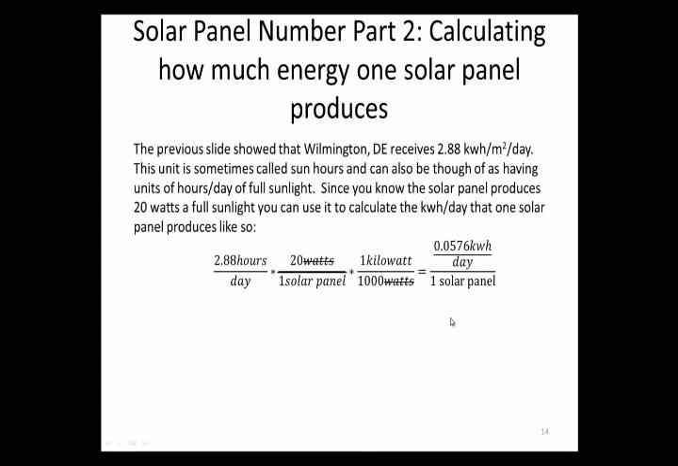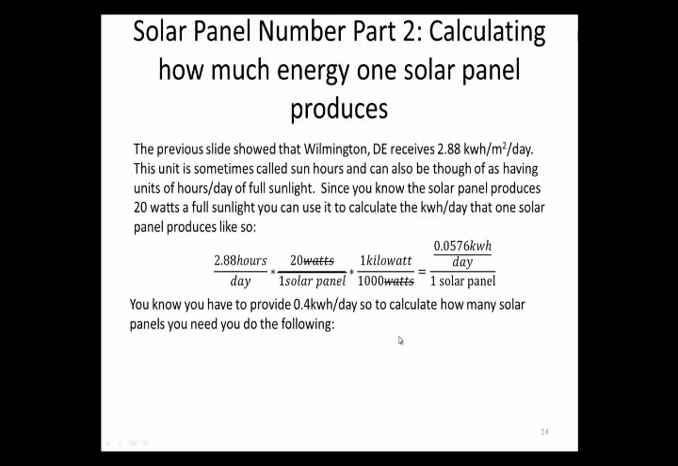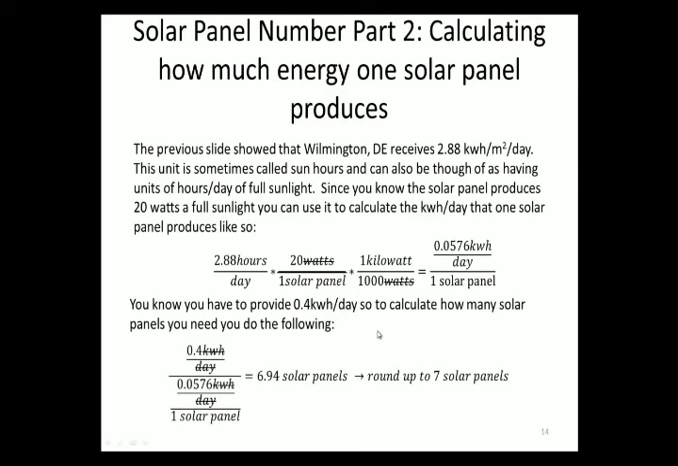So then we need to figure out how many solar panels we need to produce what we need. So we know we have to provide, from the previous step, 0.4 kilowatt hours per day. So to calculate how many solar panels we need, we do the following. We take in 0.4 kilowatt hours per day, because that's what we need, and we divide by 0.0576 kilowatt hours per day for one solar panel. And this gives us an answer of 6.94 solar panels. Now obviously we can't have 6.94 solar panels, so we round up that we need 7 solar panels.